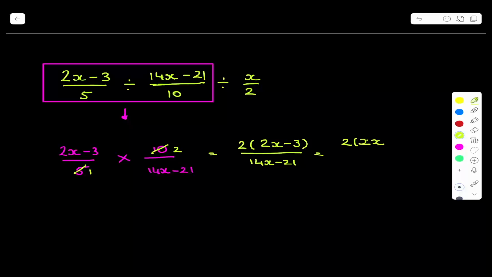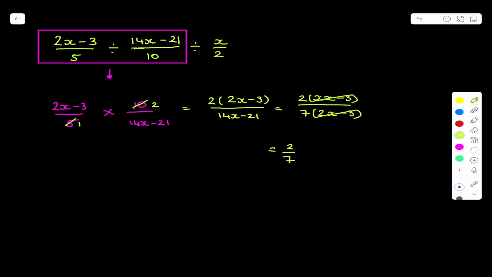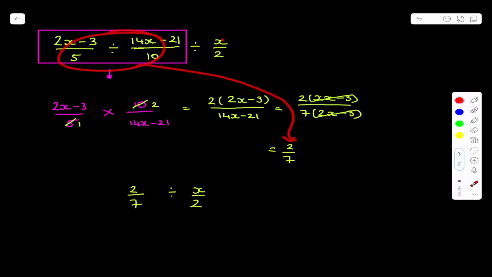And we could factorize the denominator because 7 is common to both of them. So we can take out 7 as a factor, and you're left with 2x minus 3. Would you look at that? And the 2x minus 3 could therefore cancel, so we're just left with 2 on 7. So remember, that's just the first part. So my equation is 2 on 7 divided by x on 2. So we've just simplified that to that, and we still have this.